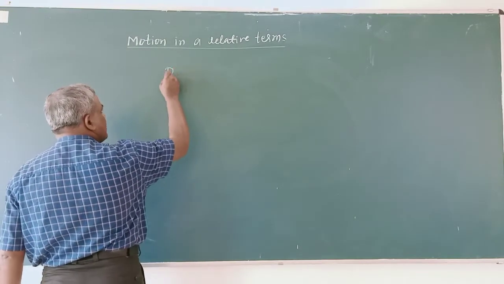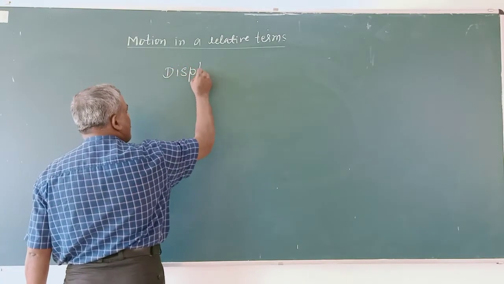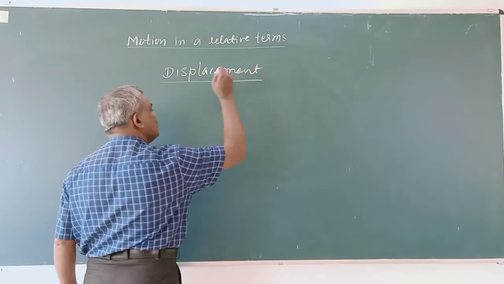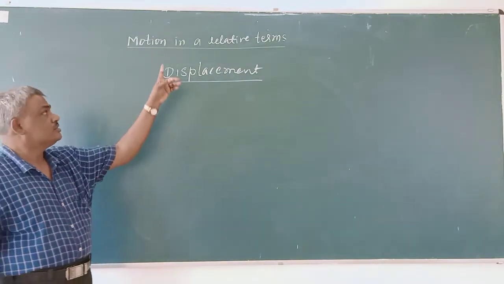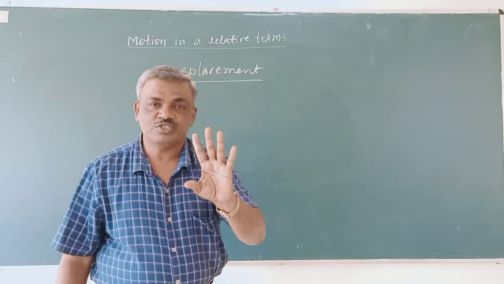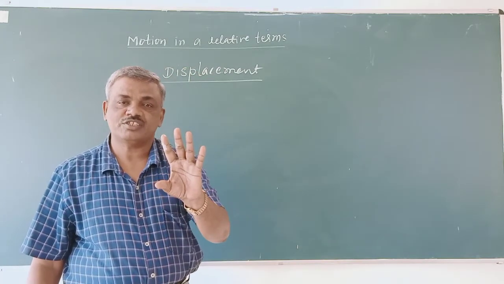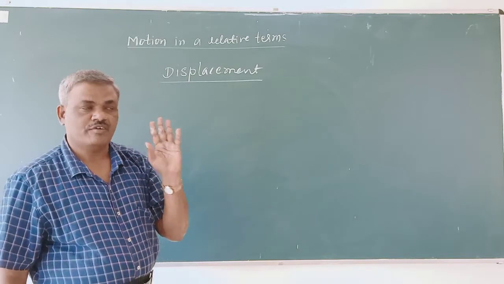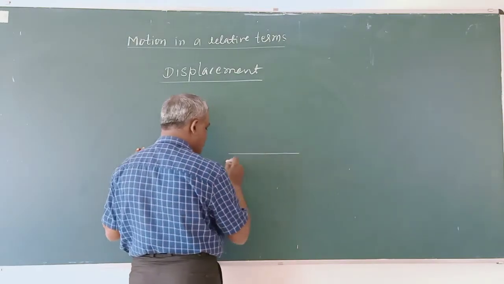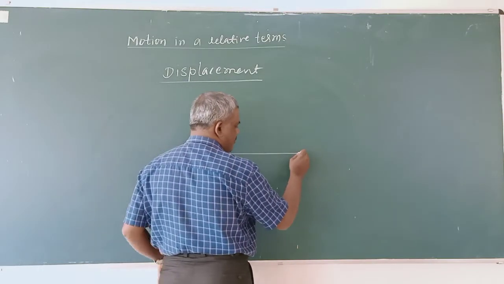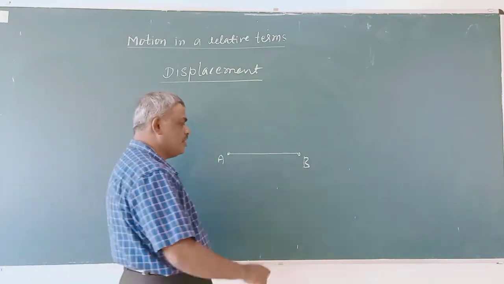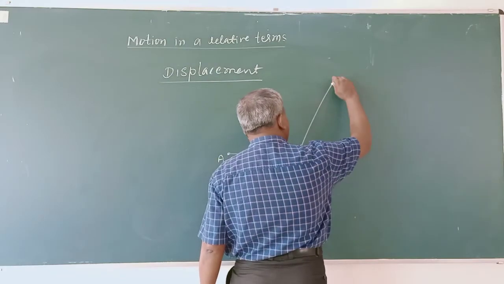Second one, displacement. Displacement, the second one in motion in relative terms. The change in position of a body in a particular direction is called displacement. Now an example: when a body or object moves from A to B, if a body moves from A to B, then the body or vehicle moves from B to C.